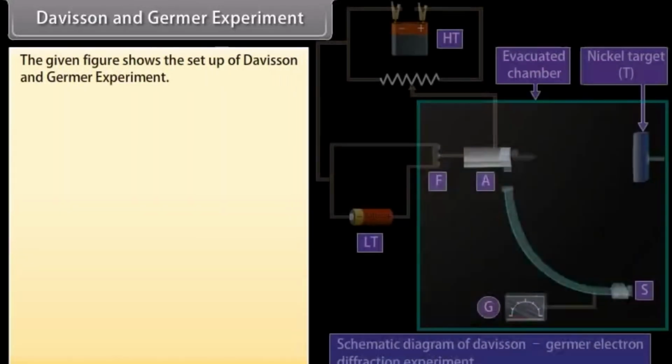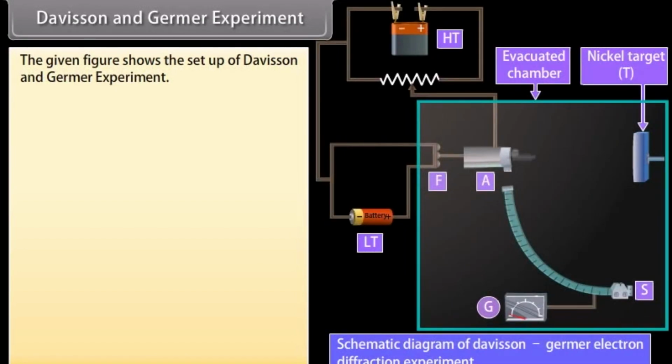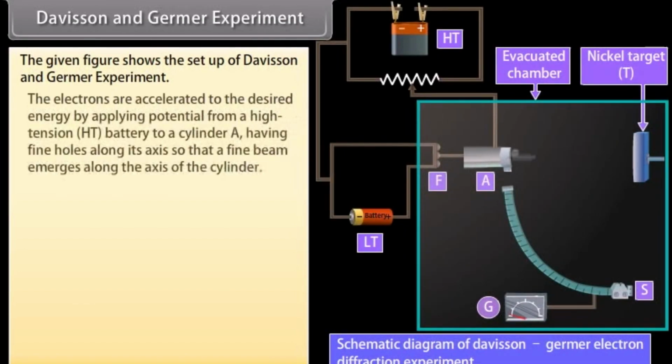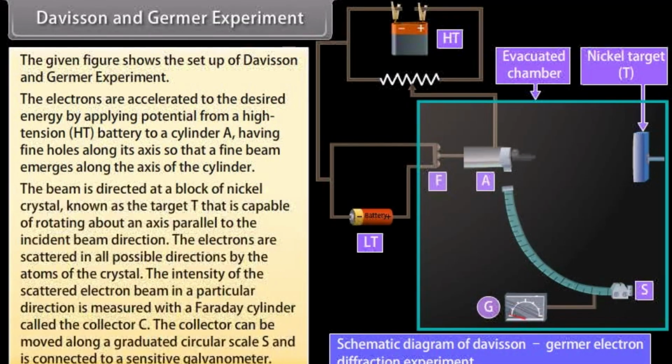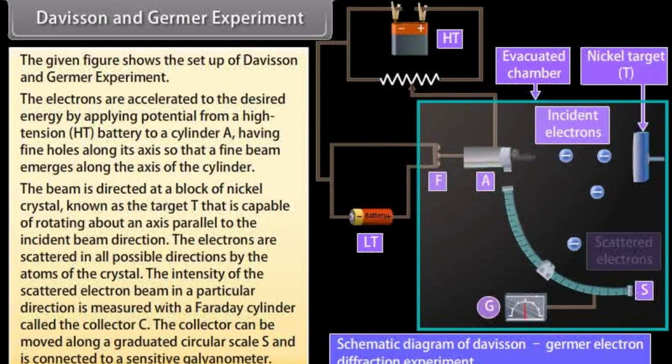Davisson and Germer experiment. The given figure shows the setup of Davisson and Germer experiment. The electrons are accelerated to the desired energy by applying potential from a high-tension HT battery to a cylinder A having fine holes along its axis so that a fine beam emerges along the axis of the cylinder. The beam is directed at a block of nickel crystal known as the target T that is capable of rotating about an axis parallel to the incident beam direction.